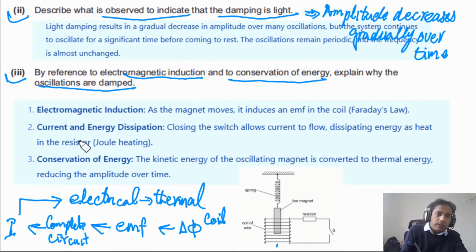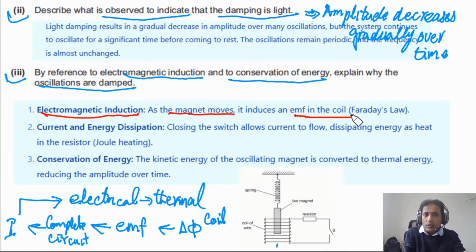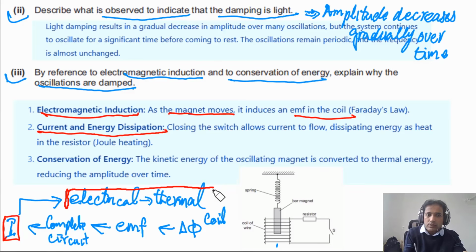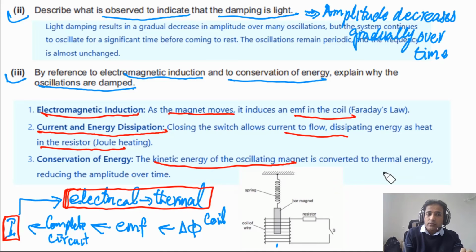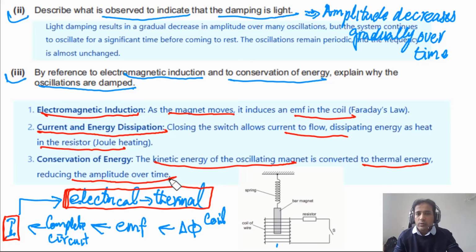You can mention electromagnetic induction, as we have discussed here. As the magnet moves, it induces an EMF in the coil. Then we can talk about current and energy dissipation, as we have discussed current here. So this is energy dissipation, electrical energy into thermal energy. Closing the switch, current will flow, dissipating energy as heat in the resistor. Conservation of energy: the kinetic energy of the oscillating magnet is converted into thermal energy. That's the reason the amplitude will decrease over time. So this is how you need to answer.